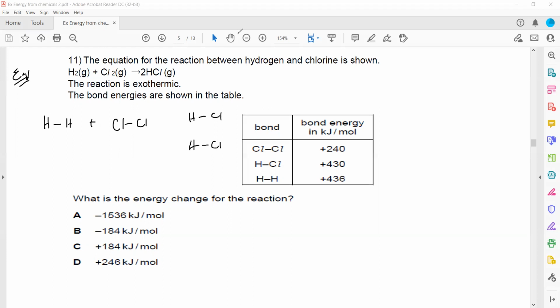So the reactant side is the bond breaking side, whereas the product side is the bond forming side. So the formula is bond breaking minus bond forming, which will give us the energy change. So the bond breaking side, hydrogen-hydrogen is 436 plus chlorine-chlorine is 240, so it will be 676.